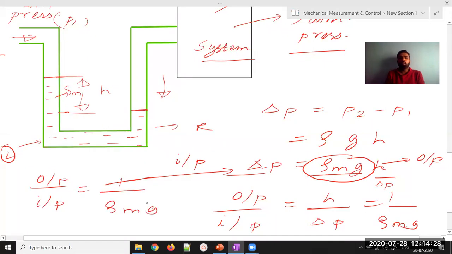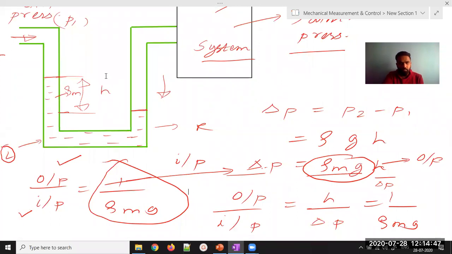Now just look at this value. We know that output is delta H, or H, and input is P1 and P2. We already know the value of P1 and P2. So what we are actually seeing is that output upon input depends upon a constant value. Now I would like you to get unmuted for a second, because I would like to hear from you. Output is equal to H, and input is already known.